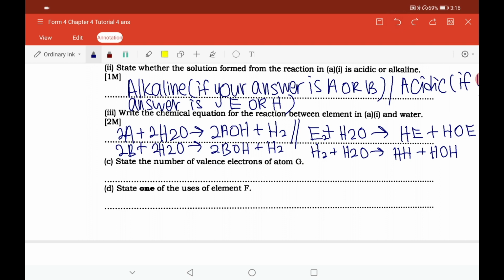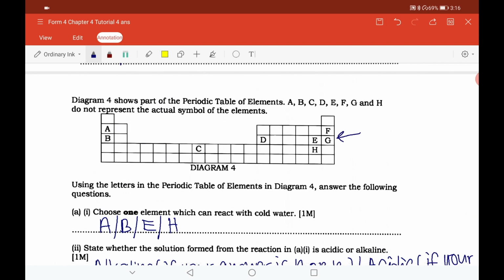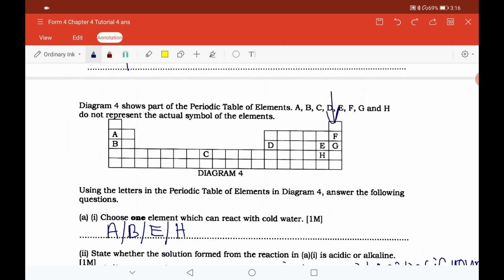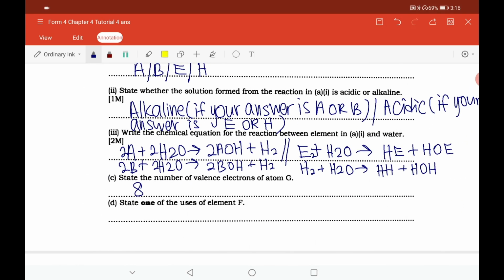Next one, we need to give the number of valence electrons for atom G. So let's look at the atom G here. Where is atom G? It's here, which is the last group. So atom G is in group 18. We know the last group is group 18. Group 18, the valence electron is 8. You have 8 valence electrons.